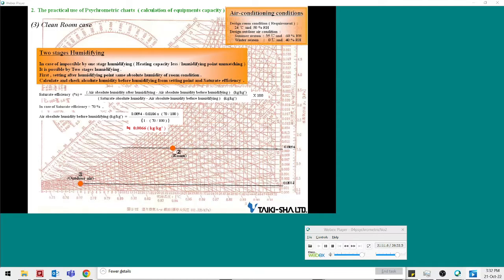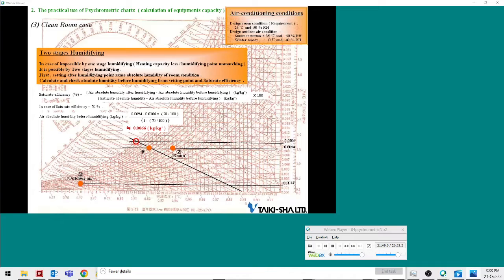As reference for humidification, let's consider the two-step humidification method. This method is used when humidification cannot be carried out in one step, for example, when the temperature of the heat source is limited. Set the goal humidity at the same as that set for steam humidification. Assume that the enthalpy is consistent, and determine the saturation absolute humidity. Also assume the saturation efficiency to be 70%.